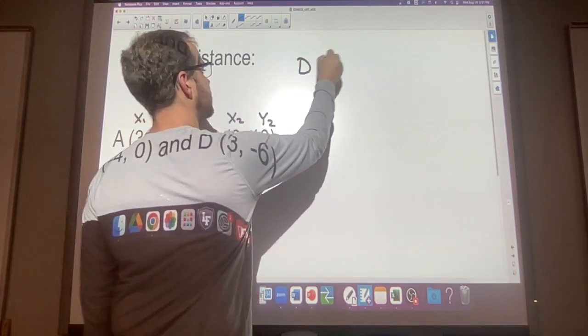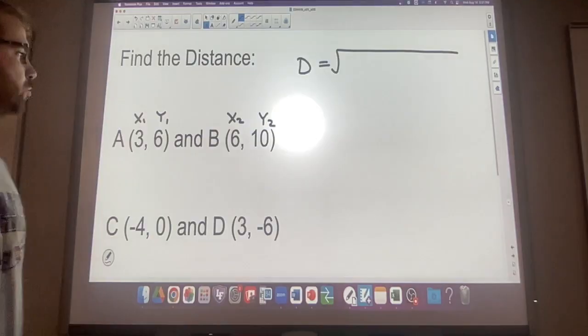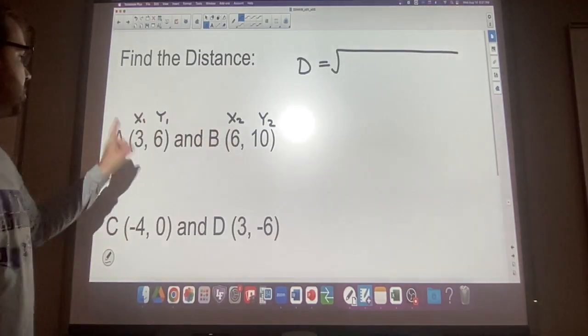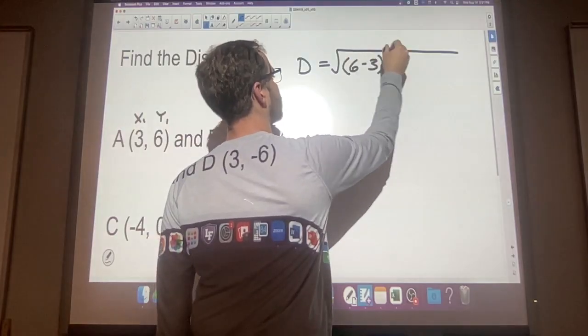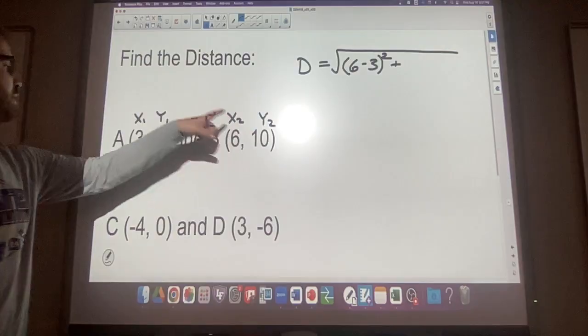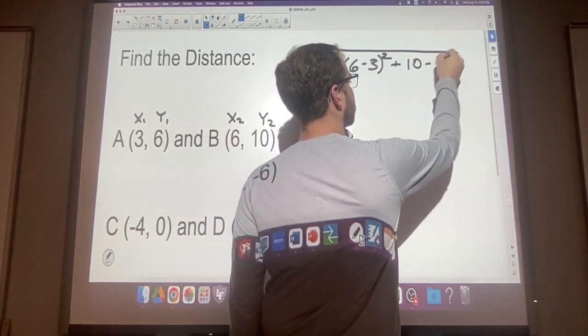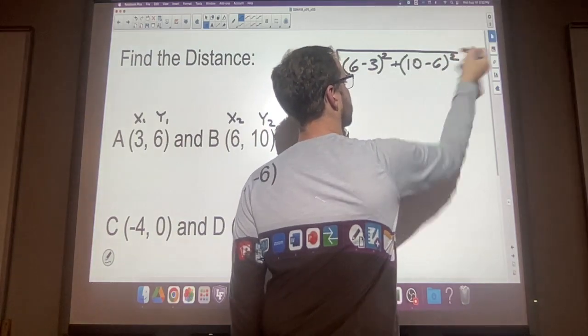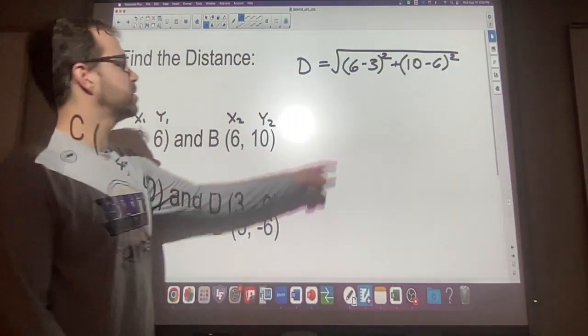So we're going to do distance equals the square root, and I'm going to subtract x2 minus x1. So 6 minus 3, so it'll be 6 minus 3 squared. And I'm going to do y2 minus y1, so 10 minus 6 squared. And then I can simplify that.